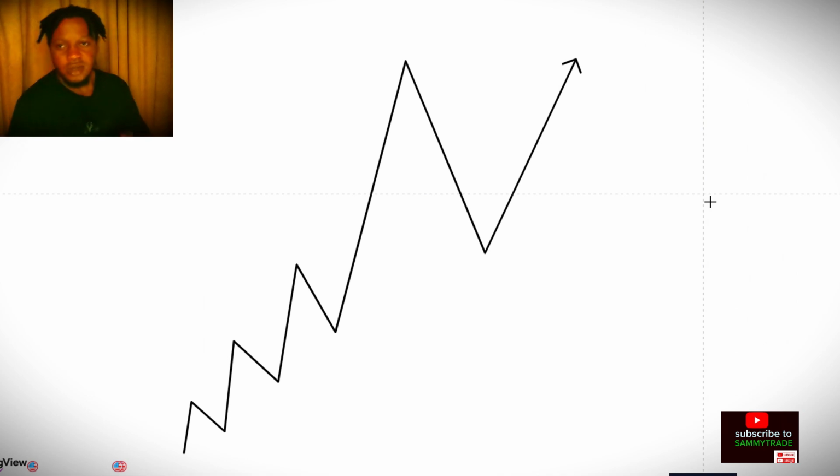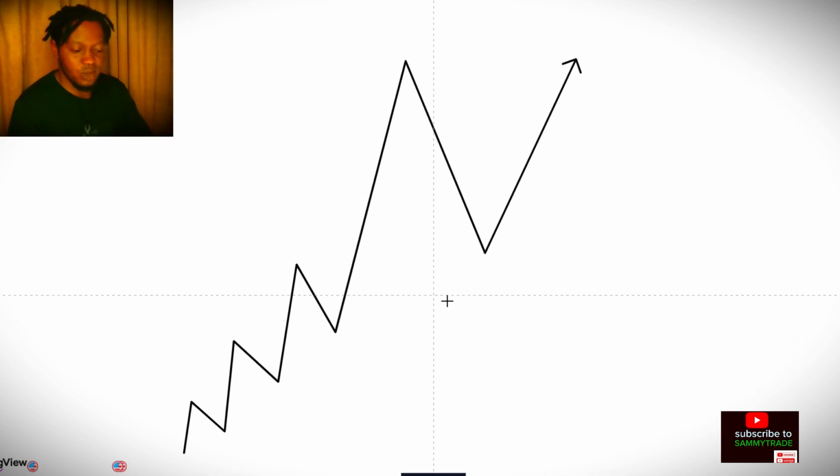Today let's try something different. Let's analyze a different trade. As you can see, this is a bullish trend. I just drew this diagram to show you guys something. This is a bullish trend at this point.